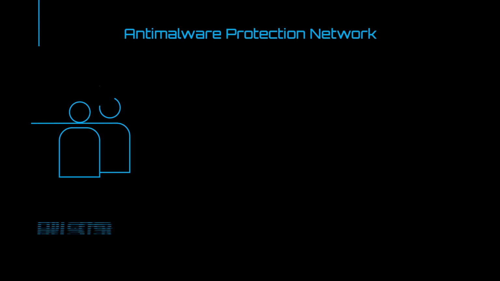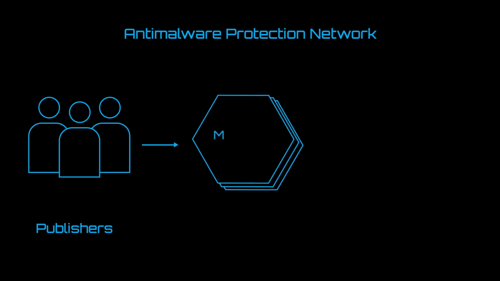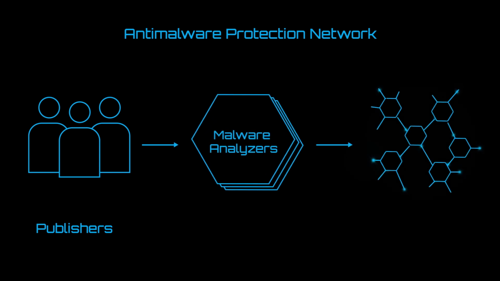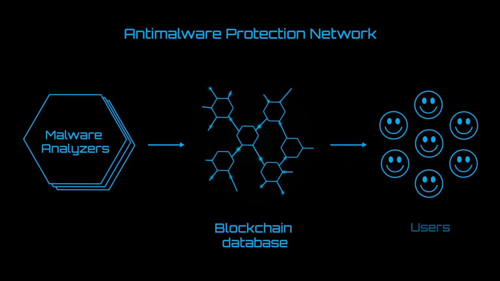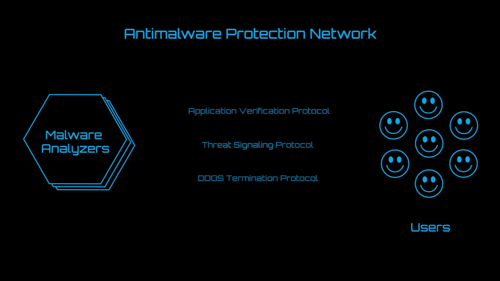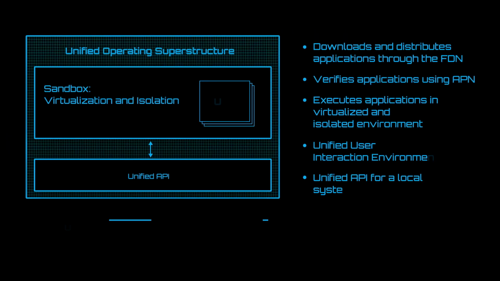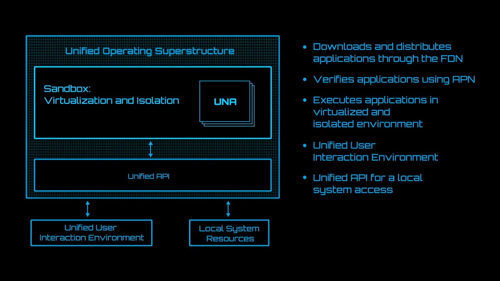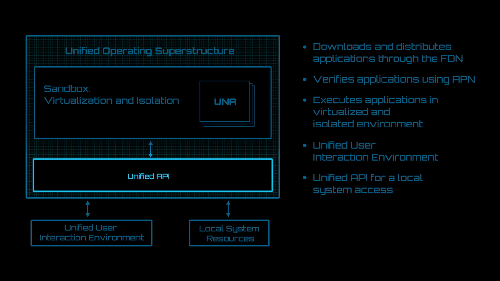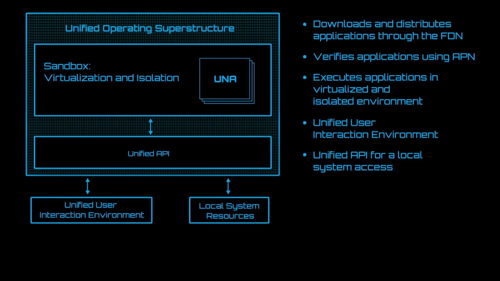The anti-malware protection network consists of several components that minimize malicious code impact on the whole Ultranet ecosystem. It is comprised of a distributed blockchain database of malware analysis results, a real-time threat signaling protocol, and some other means of malicious activity resistance. Unified operating superstructure is a cross-platform local system layer that provides a safe execution environment and exposes the standard API for Ultranet applications.